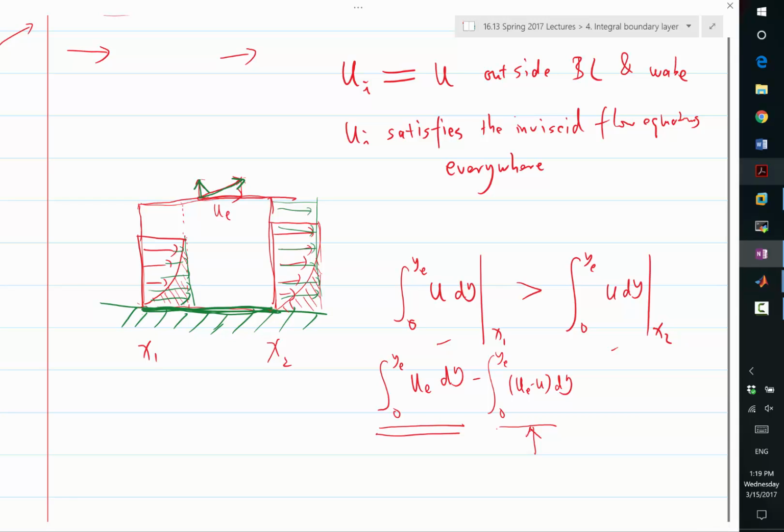So, there has to be flow going across the wall at the bottom, right? In which direction in this case? Into the control volume. Into the control volume, exactly. So the green velocity has to go up at the wall in order to balance the upward velocity at the top of the control volume.